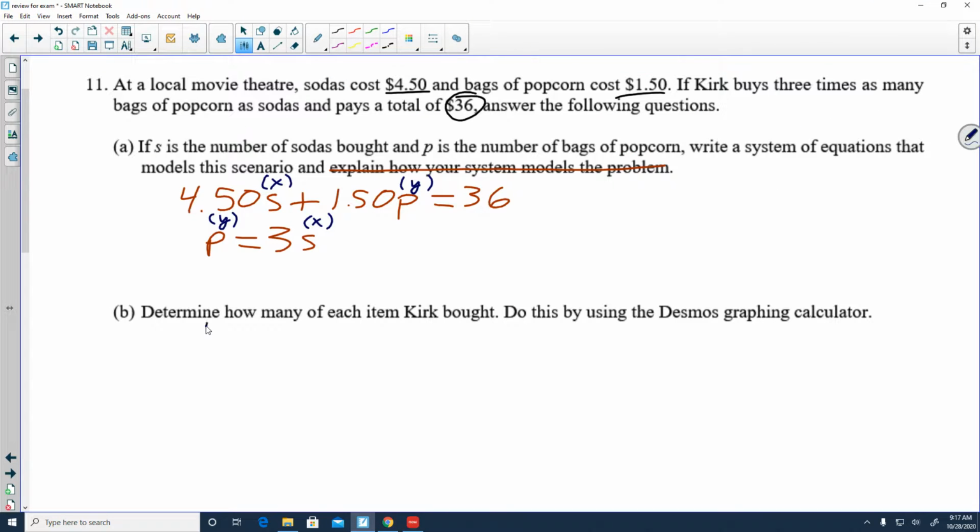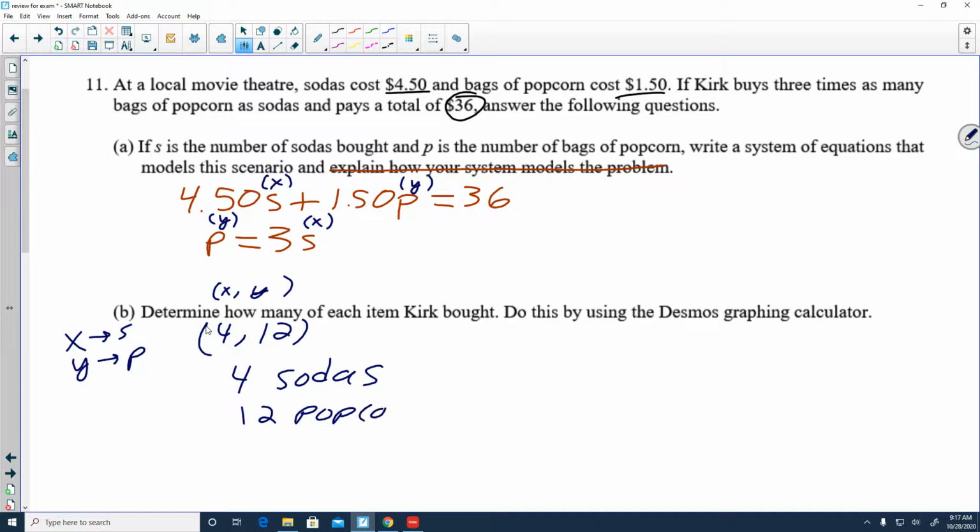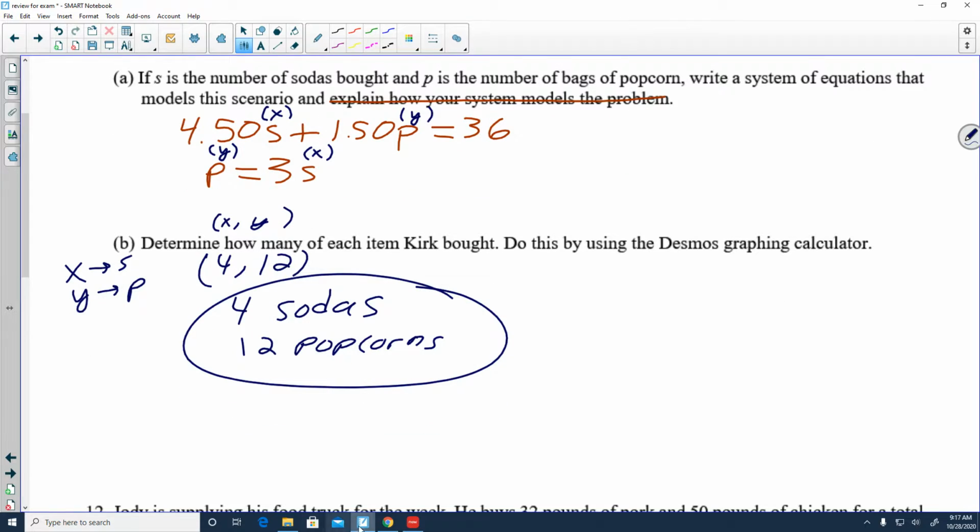Well, if they intercept at the point (4, 12), we said that x was S and y was P in our graph. So that means he bought 4 sodas, right? Because our S was represented by x in our graph. Where the graphs intercept, our x was 4 and our y was 12. So that means he bought 4 sodas and 12 popcorns. So he was very hungry that day. Okay, so I'm going to pause it here, and I'm going to just paste the Desmos graph.